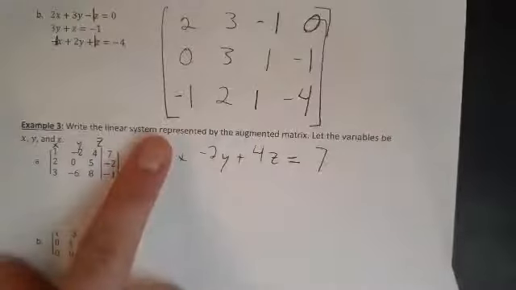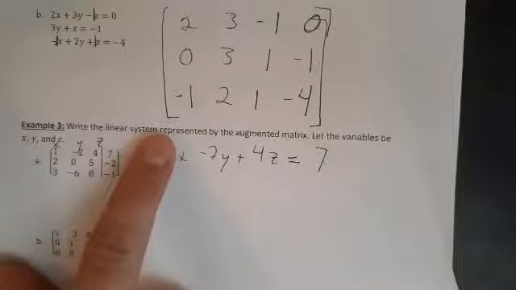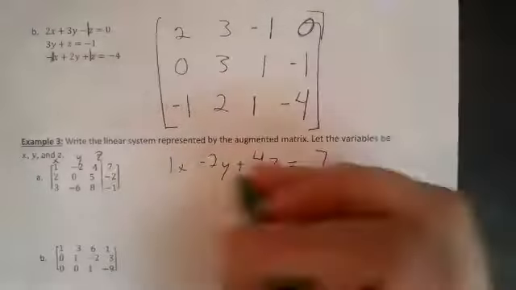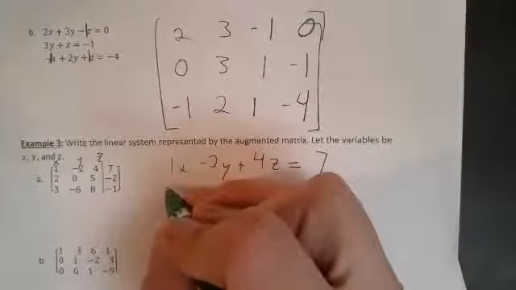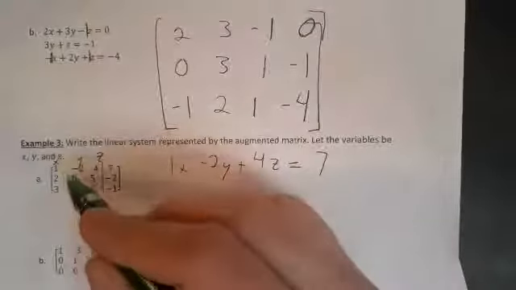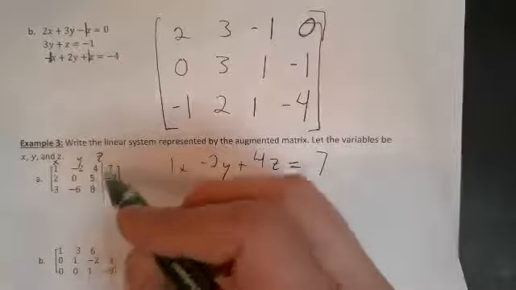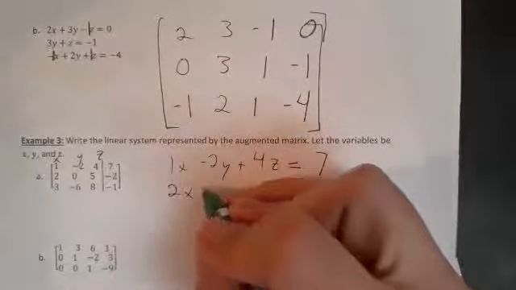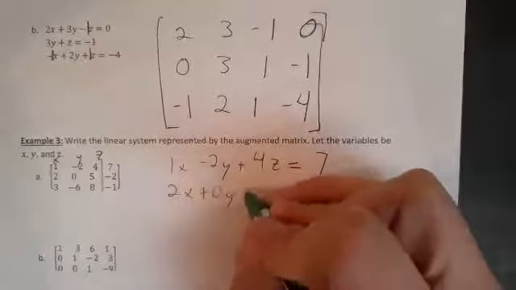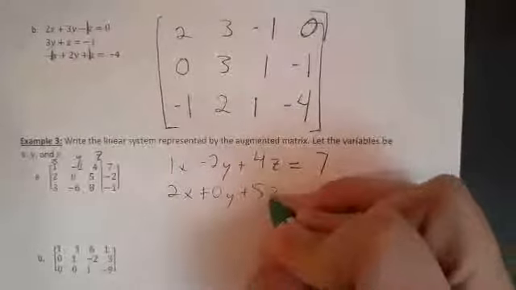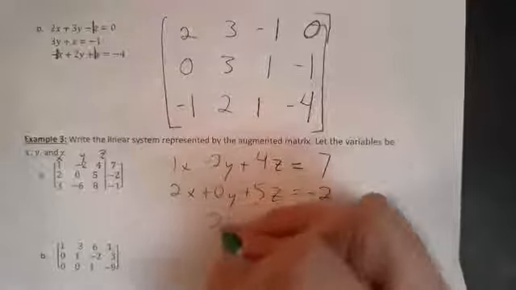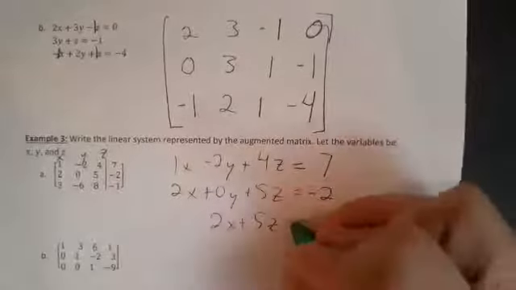If you don't write the 1, that's fine with me, apparently not my dogs. Shh. Chill. Okay. So this next one, this is a 2x, 0y's, 5z's. I guess I'll write it: plus 0y plus 5z equals minus 2. So I wrote it, but really, we don't need that 0y anymore.